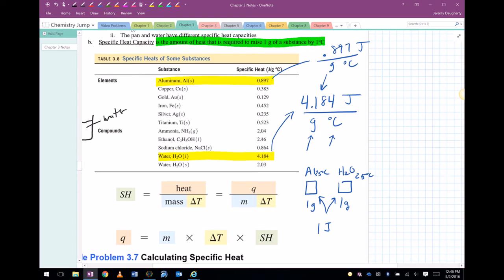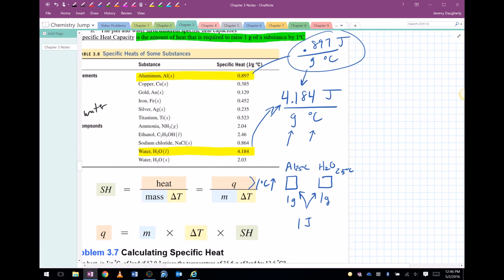Aluminum. Why? Well, the aluminum only takes 0.897 joules to heat 1 gram 1 degree Celsius. So if I put in 1 joule, this will actually go up a little more than 1 degree Celsius, right? Greater than 1 degree Celsius. But water takes 4.184 joules to go up 1 degree Celsius if I have 1 gram. So this will be a little less than 0.25 degrees Celsius.